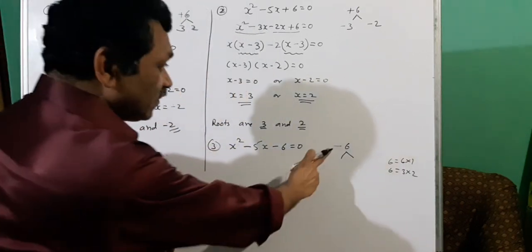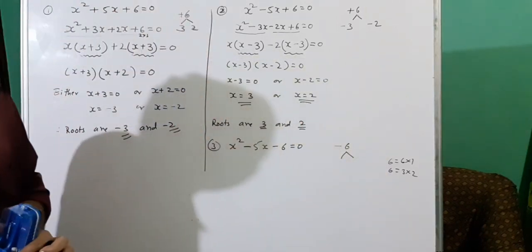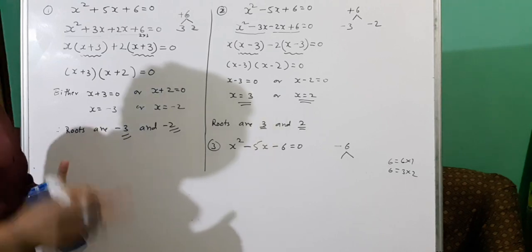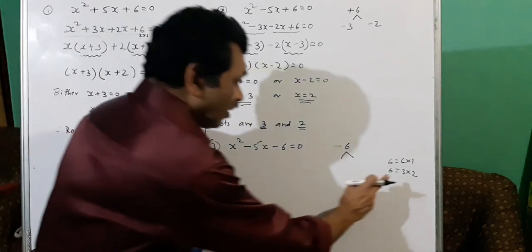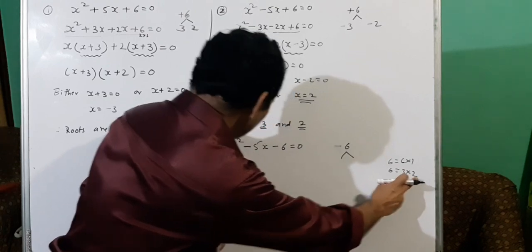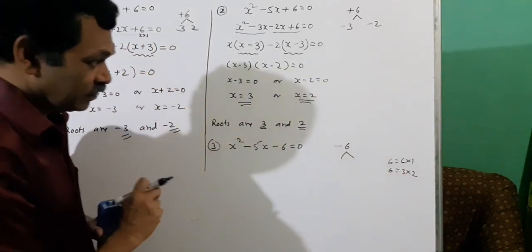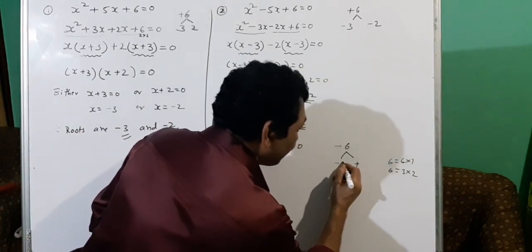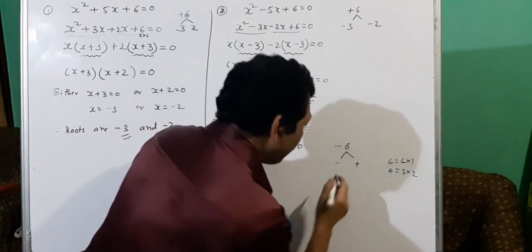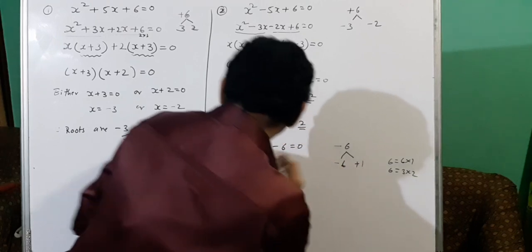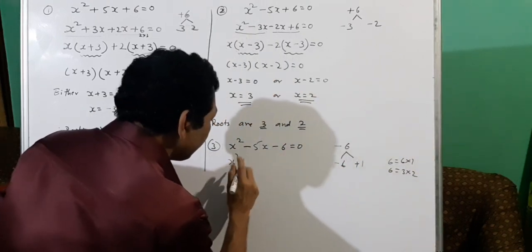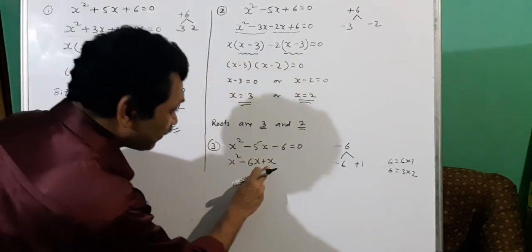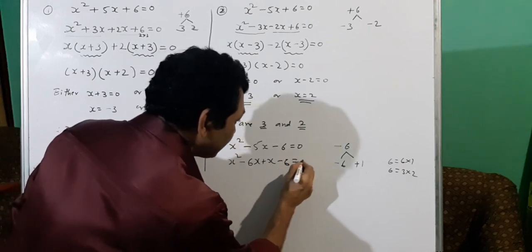Okay, so now, since product is minus, one of them will be minus. So if we take minus 3 plus 2, we'll get minus 1. If we take minus 6 plus 1, we'll get minus 5. So minus and plus. So minus 6 plus 1. So what I'll do here is x square, this 5x I'm writing as minus 6x plus 1x. So minus 6x plus 1x is minus 5x. Minus 6 is equal to 0.